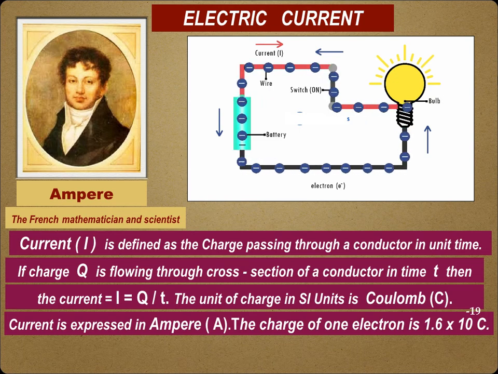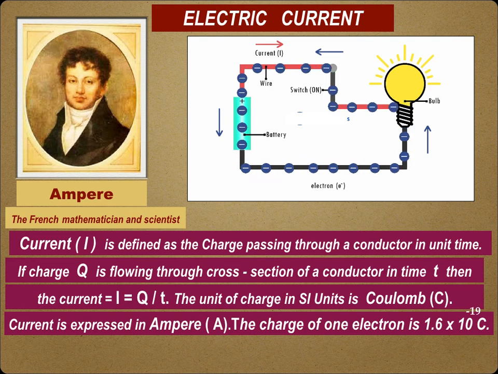Very small values of current are expressed in the following units. 1 milliampere is equal to 10 raised to minus 3 A. 1 microampere is equal to 10 raised to minus 6 A.